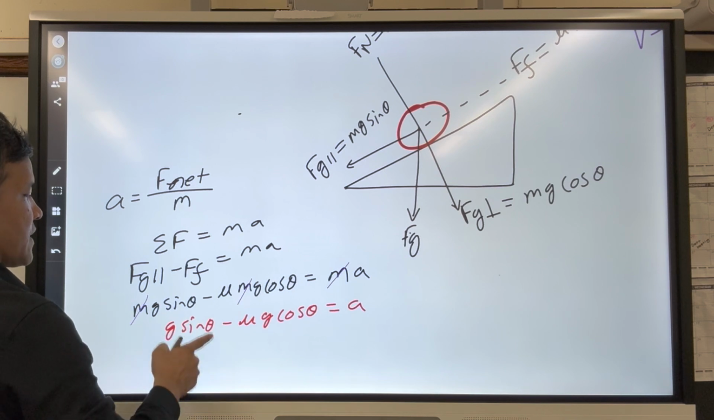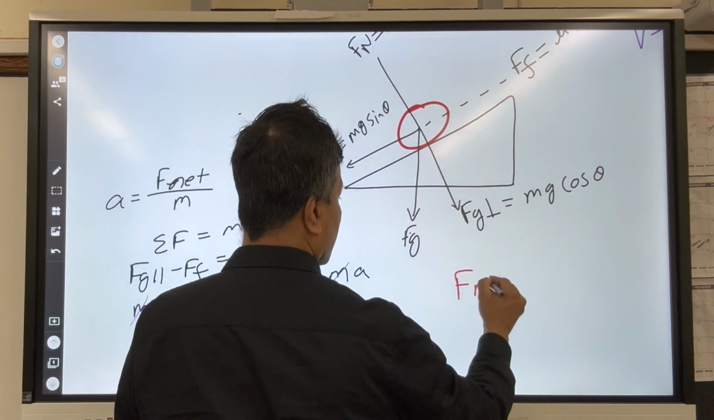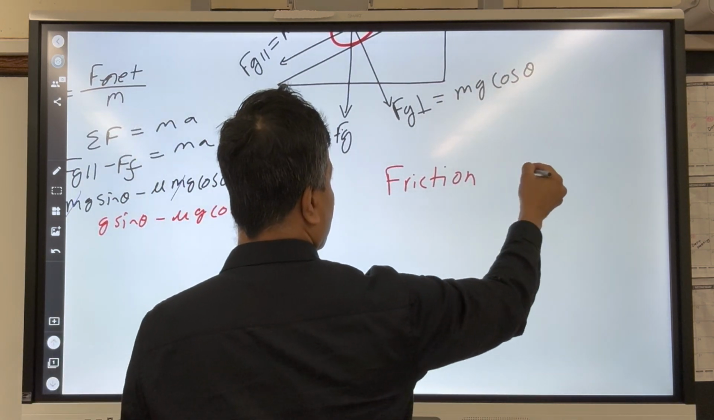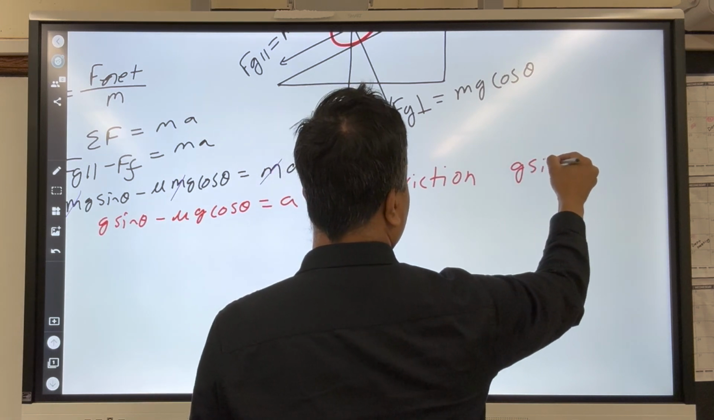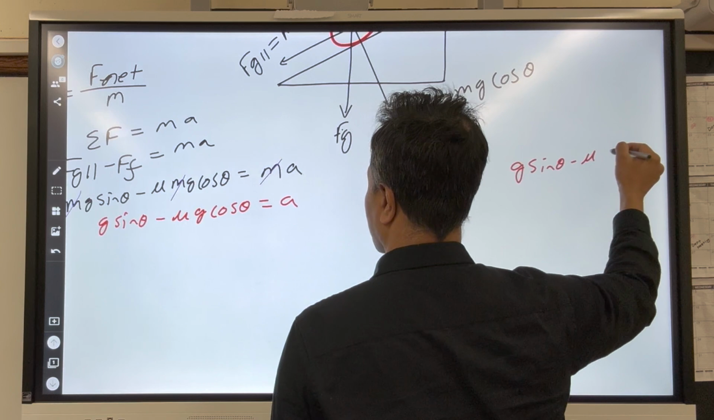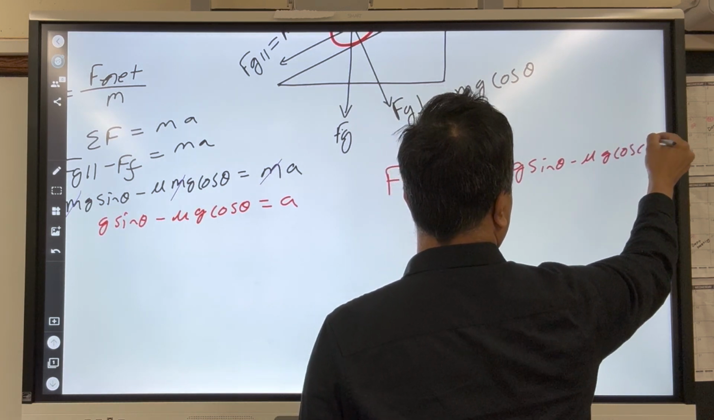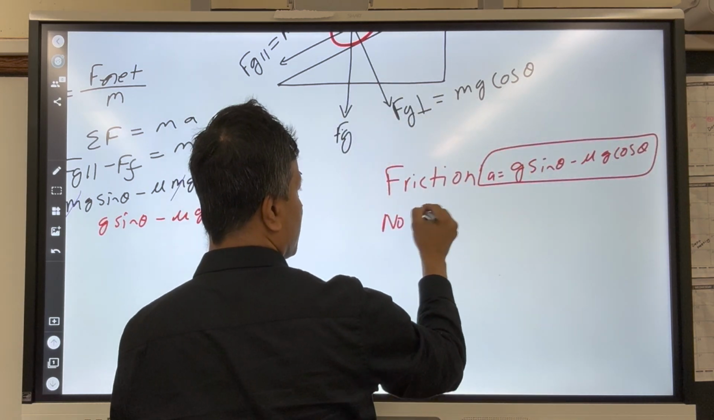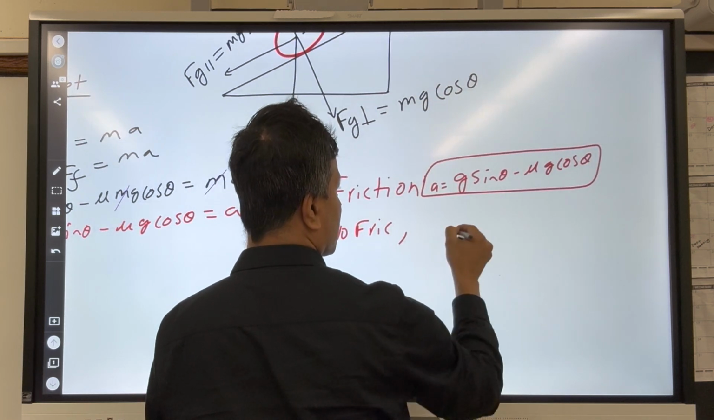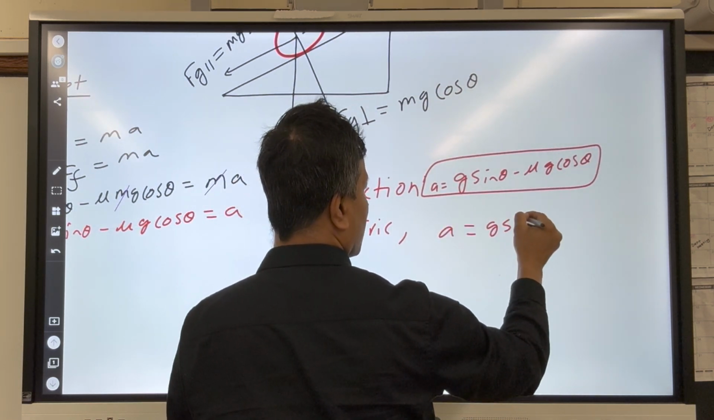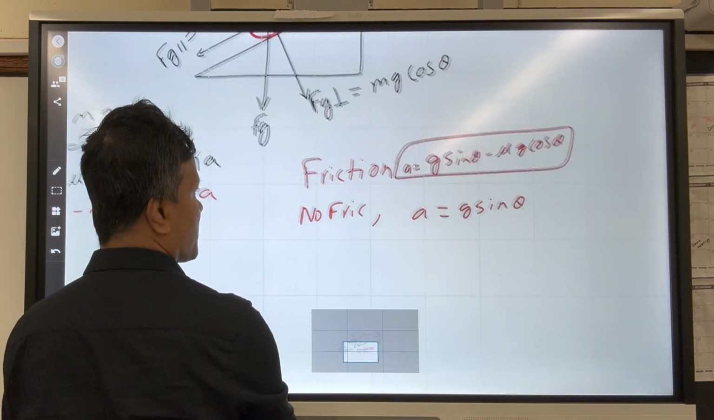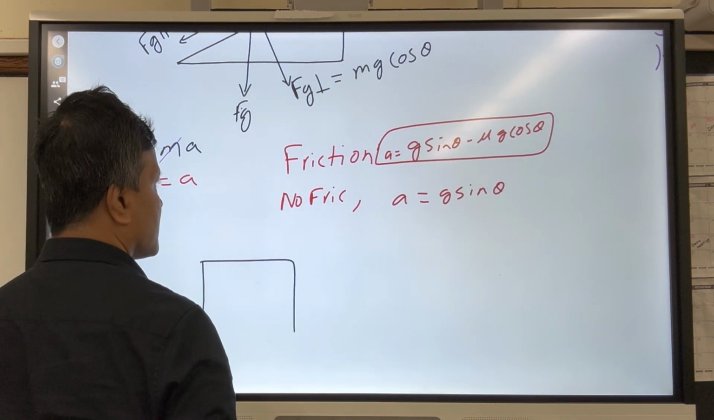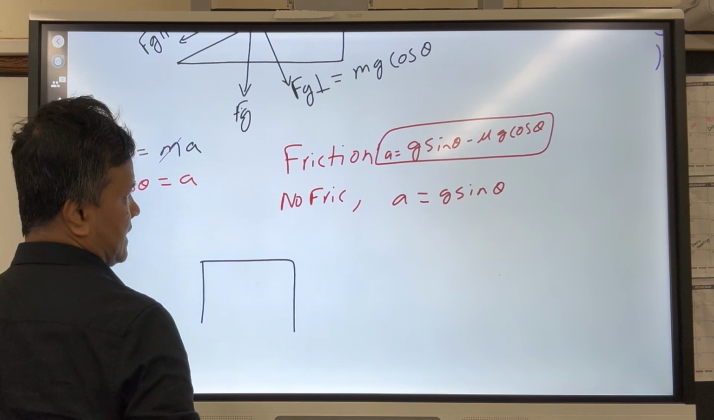All right. If there is friction, the formula is g sine theta minus mu g cosine theta. This is the acceleration. And if no friction, then acceleration is g sine theta. Okay, so I'm going to show you two examples. What is the acceleration?